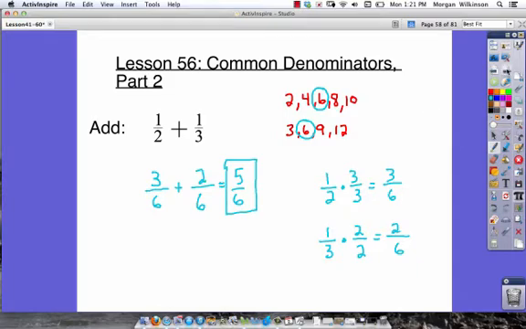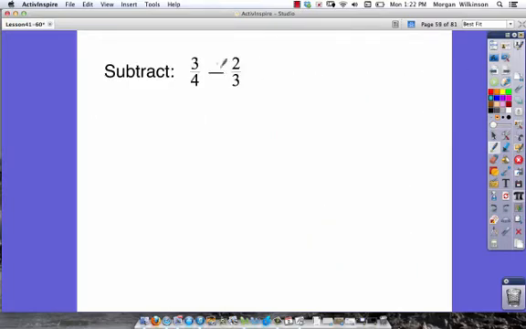Let's move on to our next example. Here we have 3/4 minus 2/3. If we want to do 3/4 minus 2/3, we're going to find the least common multiple of 4 and 3. Let's skip count again. We've got 4, 8, 12, 16, and 20. For 3, we know we have 3, 6, 9, 12. Well, we can stop there because we've just found that first number that they both have in common. 12. That's the least common multiple of 4 and 3.